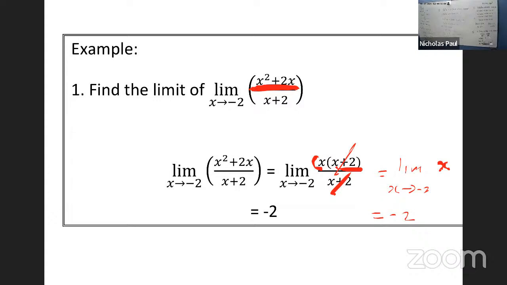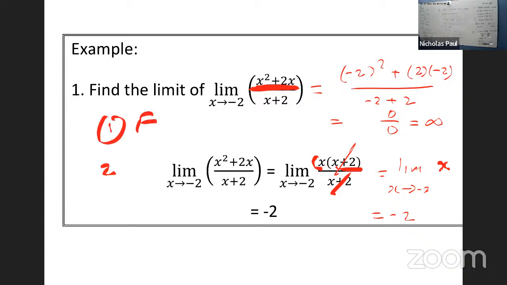Right? Please remember, when do you know if to factorize and divide by the highest power? When the limit is undefined, right? So if I plug in minus 2 here, I'll get minus 2 squared plus 2 times minus 2 all over minus 2 plus 2. That will give me 4 minus 4, 0 over 0, which is undefined. Right? If it's undefined, we have to use number one, factorization, or if factorization doesn't work, number two, divide by the highest power. All right?